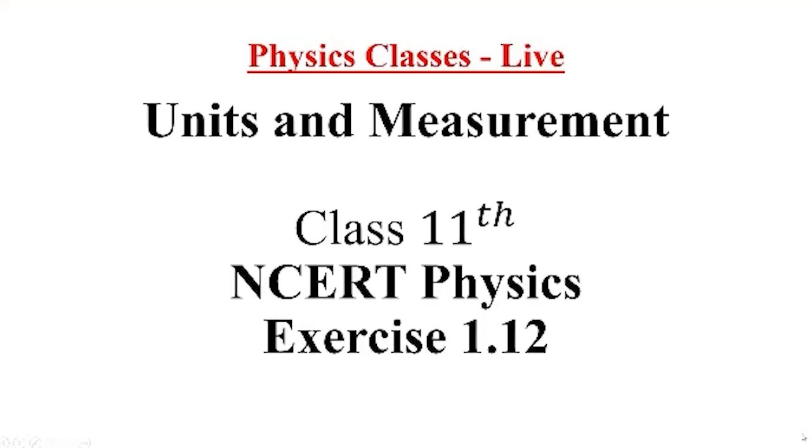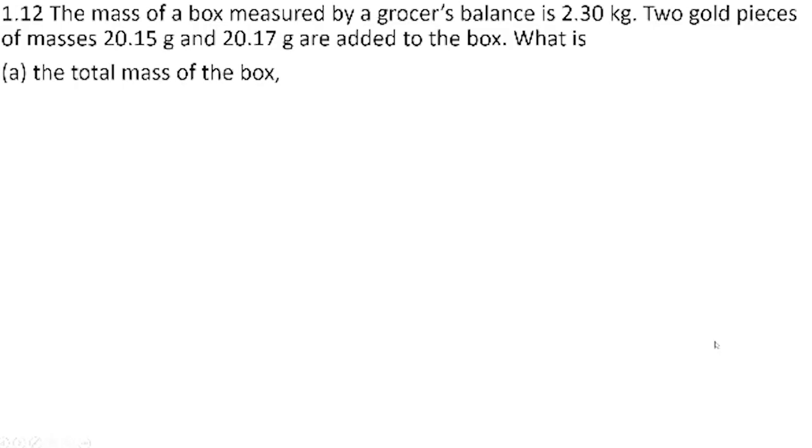Hello everyone, in this video we are discussing exercise 1.12 from class 11th NCERT Physics, chapter Units and Measurement. So moving forward, the question states that the mass of a box measured by a Grosser's balance is 2.30 kg. Two gold pieces of mass 20.15 gram and 20.17 gram are added to the box. What is the total mass of the box?